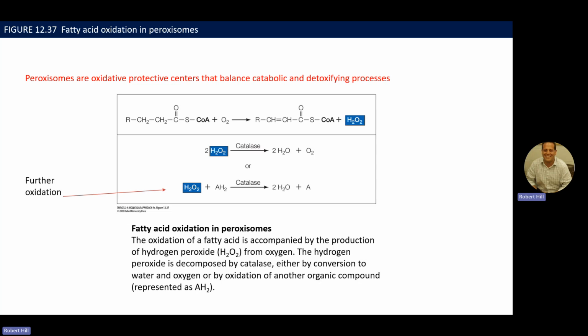It creates peroxide as a product, and the chief enzyme in degrading hydrogen peroxide is catalase. You probably heard of that before. Didn't we do a lab on that? Did a lab on peroxidase, right? All right, catalase will break down hydrogen peroxide, which is a further oxidation reaction, right, into water and oxygen, or it can break it down with another organic compound.